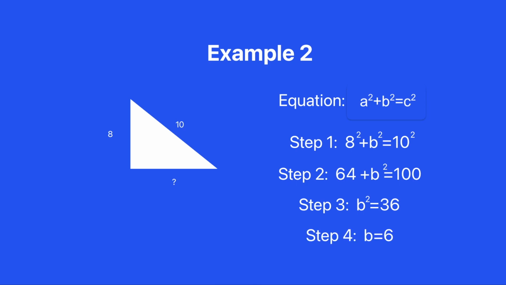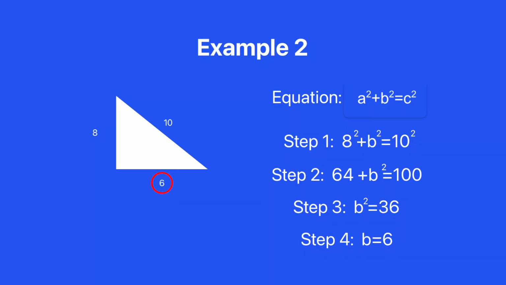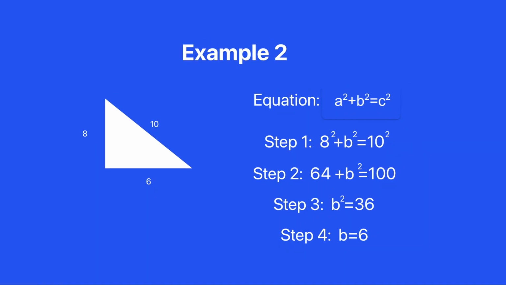Now this last step is the same as the last example, where we have to take the square root of b squared, which is just b, and the square root of 36, and the square root of 36 is 6. Therefore b is 6. Now we know how to utilize the Pythagoras theorem to find either a missing hypotenuse or a missing leg.